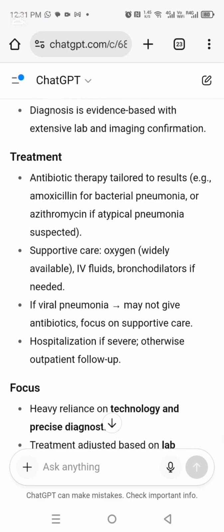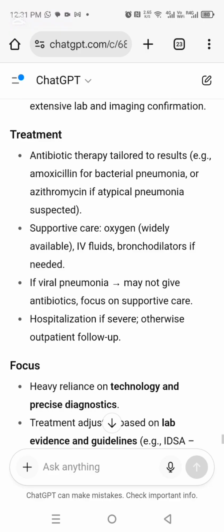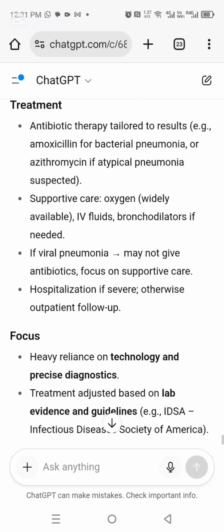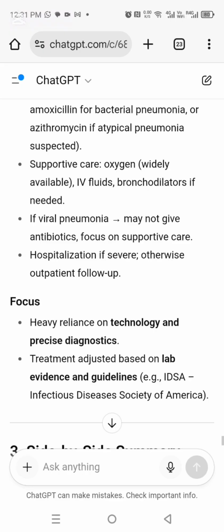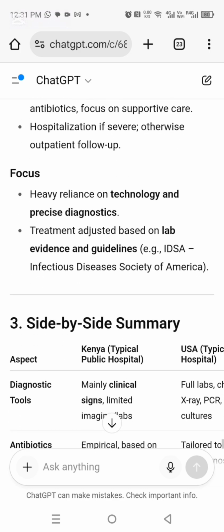And the treatments will be antibiotic therapy tailored to results, e.g., amoxicillin for bacterial pneumonia or azithromycin if atypical pneumonia is suspected. Supportive care, oxygen widely available, IV fluids, bronchodilators if needed. If it is viral pneumonia, they may not give antibiotics and focus on supportive care. Hospitalization if severe, otherwise outpatient follow-up. The focus is on heavy reliance on technology and precise diagnostics. Treatment is adjusted based on lab evidence and guidelines, like IDSA, the Infectious Diseases Society of America.